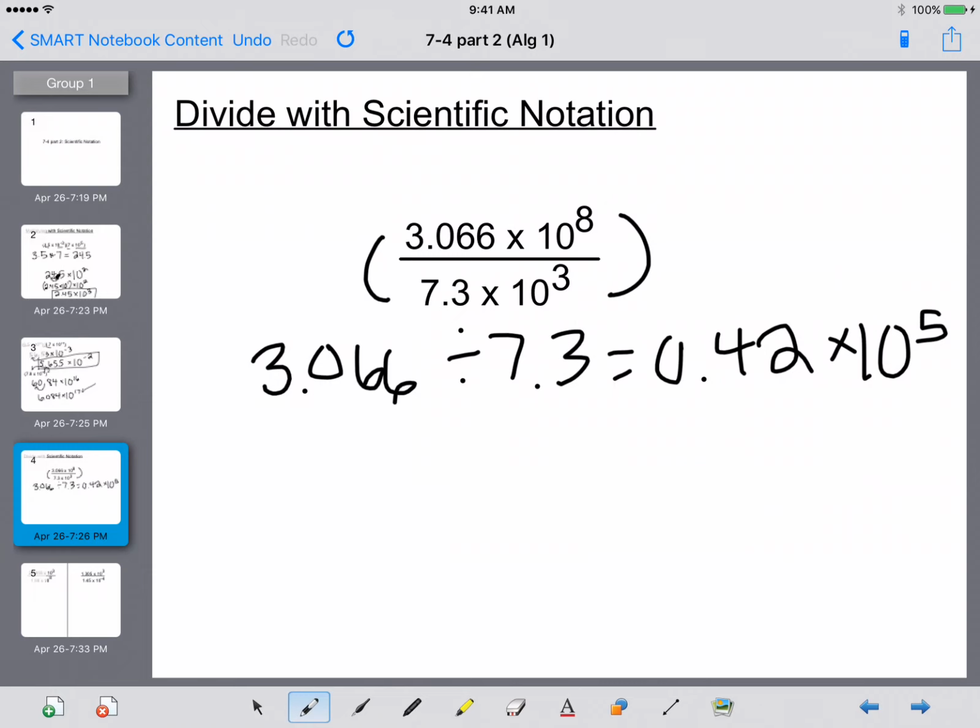Now we can't have a 0 in front of the decimal. It needs to be a whole number, or a natural number, sorry. So we move our decimal point 1 to the right. Now when you're making a teeny number bigger, you subtract. So we'll be at 4.2 times 10. We moved one space. It's making a tiny number bigger, so we're subtracting. So it's times 10 to the 4th.